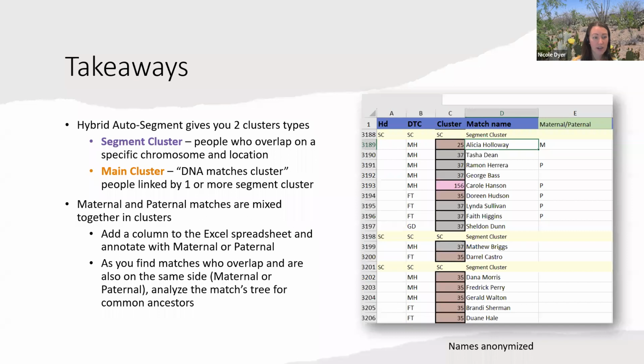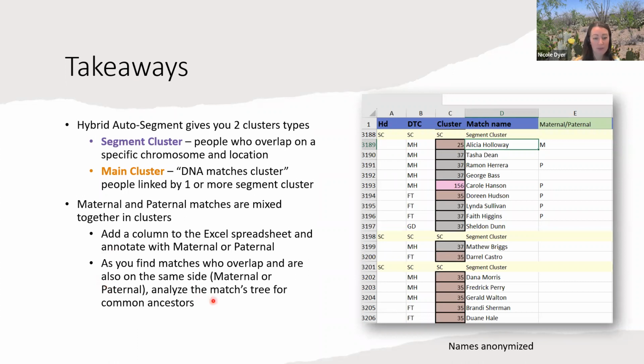So the takeaways are that Hybrid AutoSegment gives you two types of cluster: the segment cluster, which is people who overlap on a specific chromosome and location, and then the main cluster, which is the DNA matches cluster. And that's people who are linked by one or more segment cluster. And then just remember that maternal and paternal matches are going to be mixed together in those segment clusters. And so it's helpful to add a column to the Excel spreadsheet and annotate with maternal and paternal. And as you find matches who overlap and are also on the same side, then you can go ahead and analyze the tree for common ancestors.